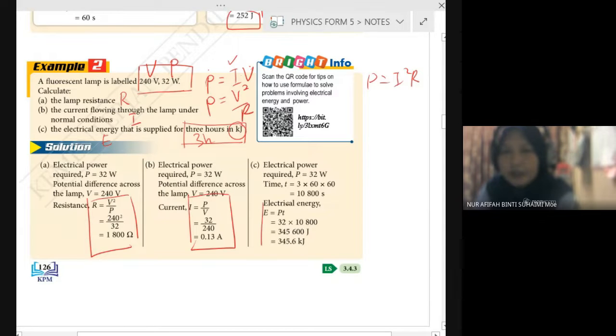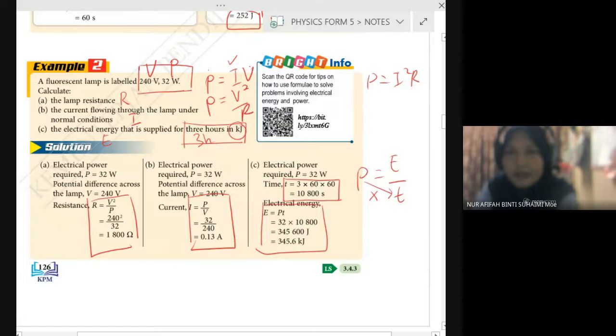E equal to PT. Okay, we know that P equal to E over T, rate of energy. So E equal to P times T. So P is 32 watts, inside the question, 32 watts times T. T, you must convert again into second. 3 hours times 60 minutes times 60 seconds. And then you get 10,800 seconds.